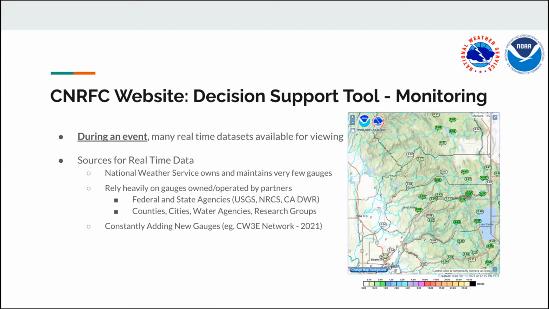So, and we're constantly adding new gauges. As the data focal point at our office, I'm always looking for new gauges and networks. And so this year I was excited that CW3E added several gauges across the state of California, and we work closely with the California Department of Water Resources to make sure that those gauges were included in our data sets and also into our quality control products.